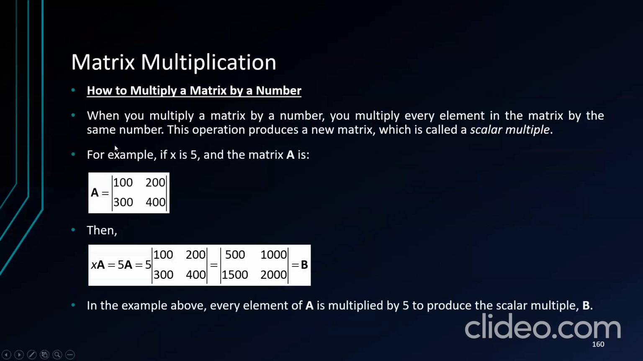Matrix multiplication. Yan. How to multiply a matrix by a number. When you multiply a matrix by a number, you multiply every element in the matrix by the same number. This operation produces a new matrix which is called a scalar multiple. For example, if x is 5 and the matrix is A, then A is 100, 200, 300, 400. So xA is equal to 5A is equal to 5 times 100, 200, 300. I-multiply mo lahat. So lalabas 500, 1,000, 1,500, 2,000, which is now equal to B. In this example, every element of A is multiplied by 5 to produce the scalar multiple B.